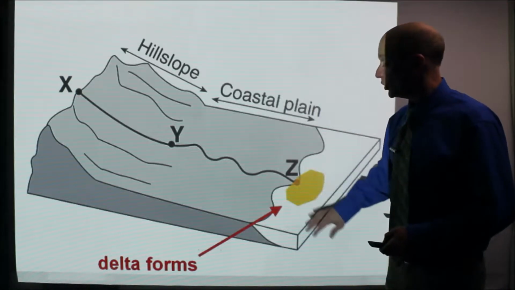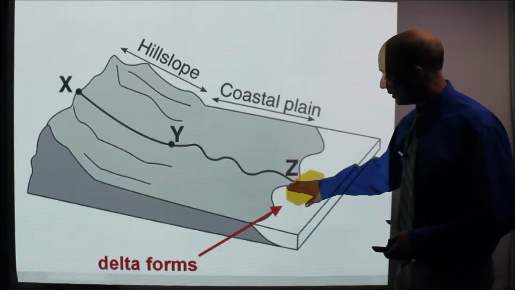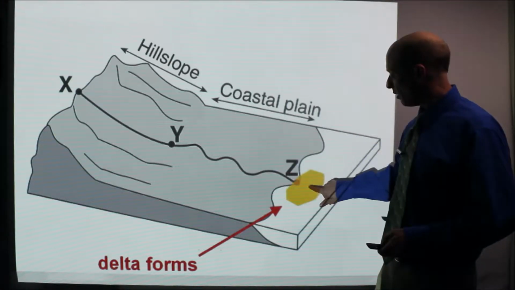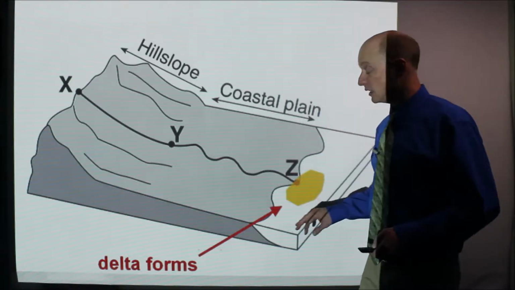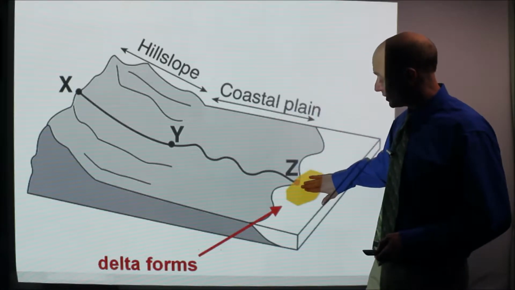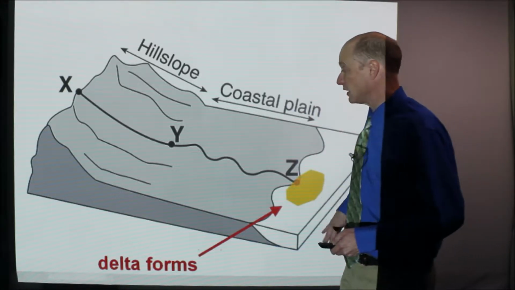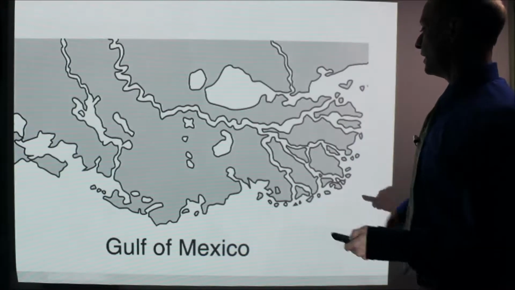In this area, you get a delta because the water comes down here, and the water's moving the sediment along, hits the ocean, the water speed really slows down, and then the sediments just get dropped right there and deposited right there. So here, this was a diagram from an Earth Science exam.